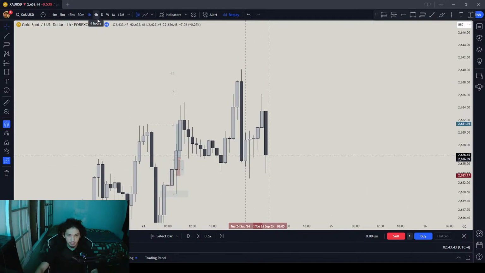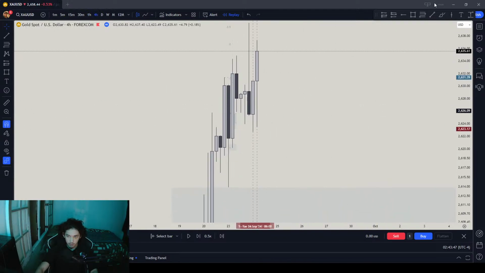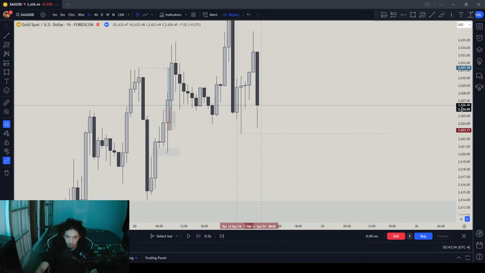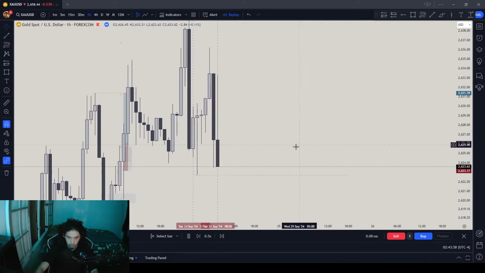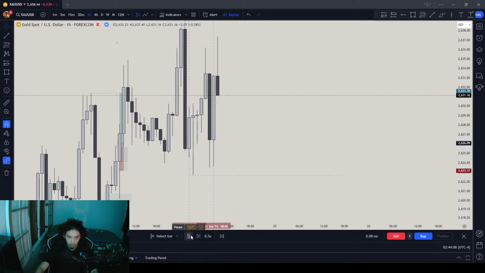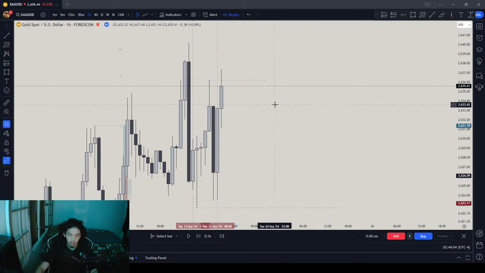Okay. Took out liquidity for our time frame. We're still bearish. We're still looking for sells. Still looking to short to the daily lows and have some partial take profits along the way. Took out liquidity, so we're looking for anything to short, right?